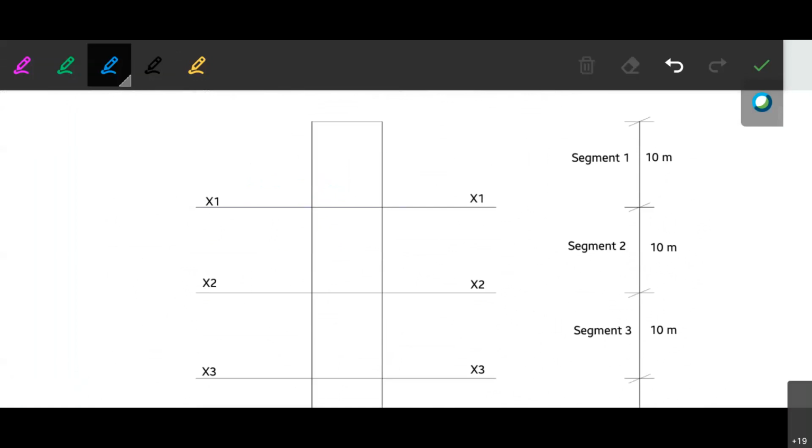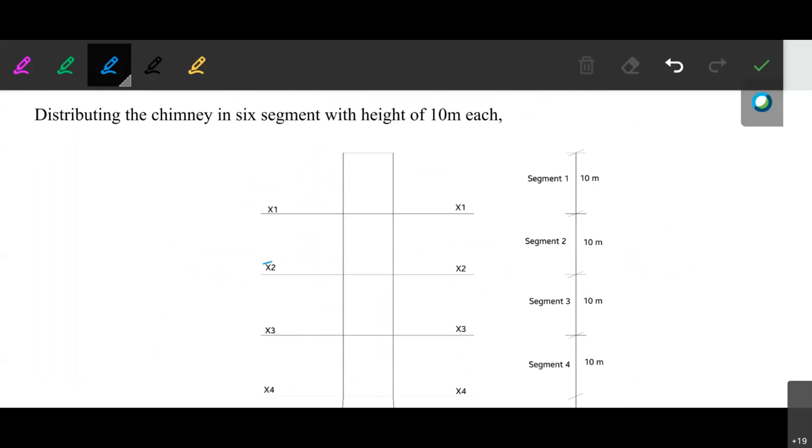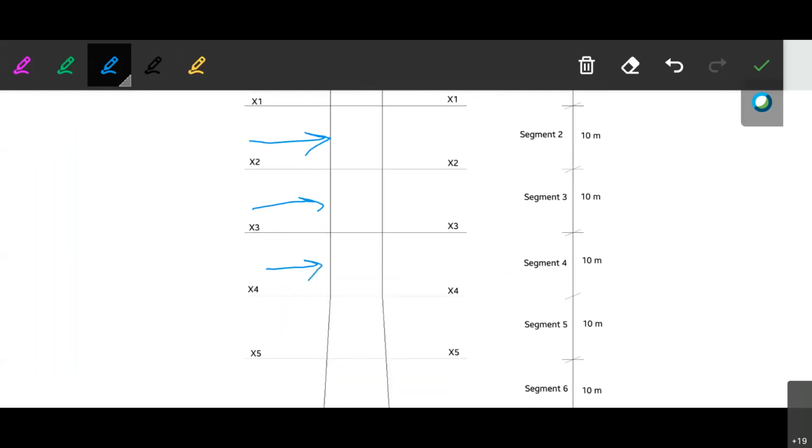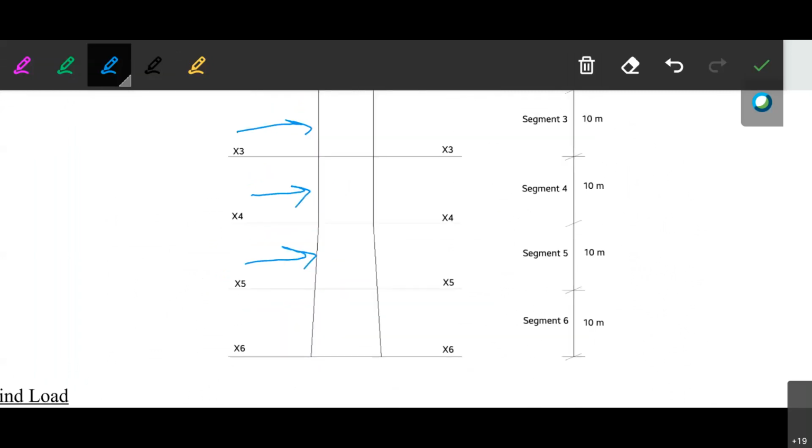Therefore, in that particular case, the wind force will be acting at the center of each section, the P force will be acting at the center. Now, calculating the moment of that particular force.